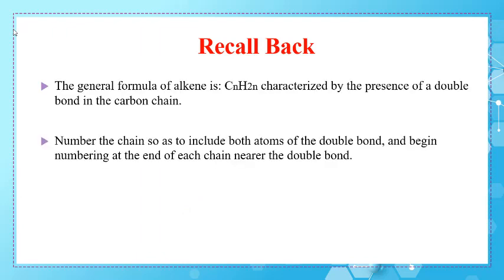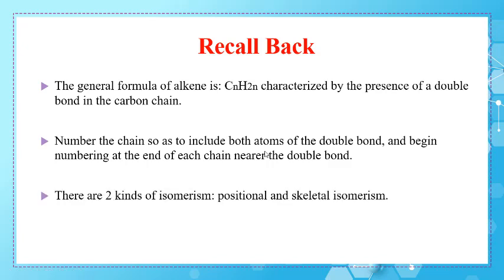So recall, the general formula of alkenes is CnH2n, characterized by the presence of a double bond in the carbon chain. Number the chain so as to include both atoms of the double bond, and begin numbering at the end of the chain near the double bond. There are two kinds of isomerism: positional and skeletal isomerism.